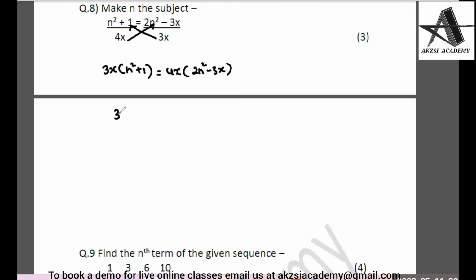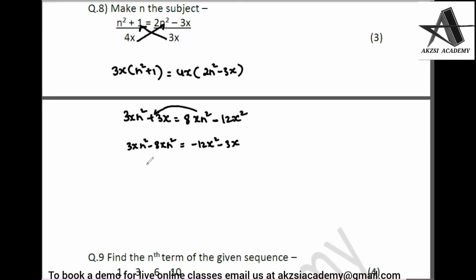This will be 3xn squared plus 3x equals 8xn squared minus 12x squared. Just like I told you, if you want to make n the subject, bring all the n's on one side. So let me bring n on one side. So 3xn squared minus 8xn squared, and 3x on the right hand side: minus 12x squared minus 3x.